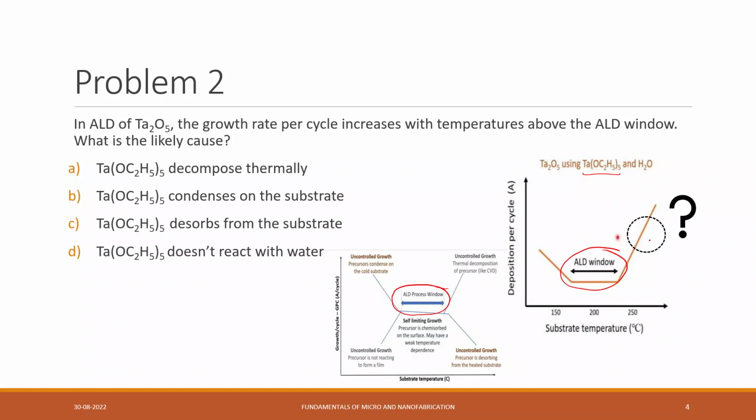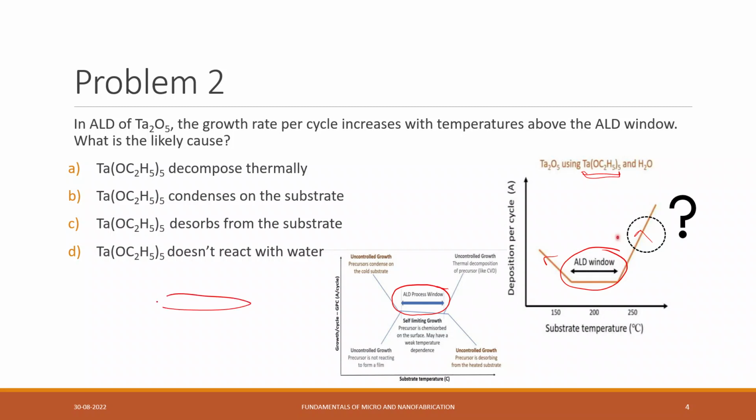But we see that sometimes it overshoots. This window is the ideal one we want. But you see this characteristic is when we get an uncontrolled growth, and this is a case of thermal decomposition of the precursor. Whenever this precursor lands on the substrate, because of the high temperature, it pyrolyzes. So it's a kind of pyrolysis reaction.